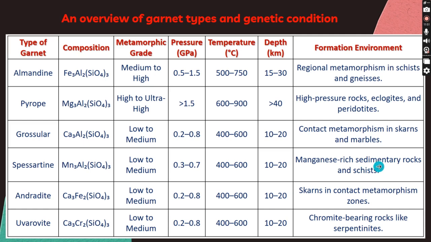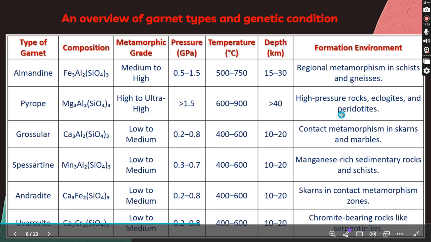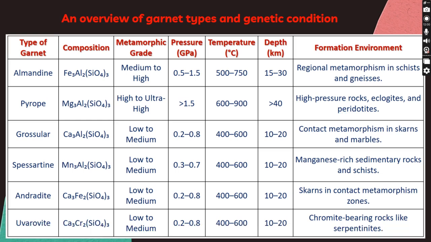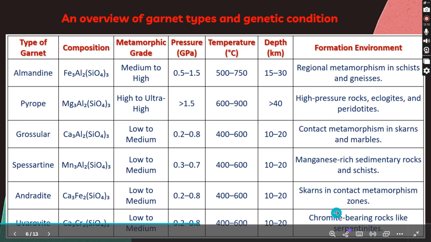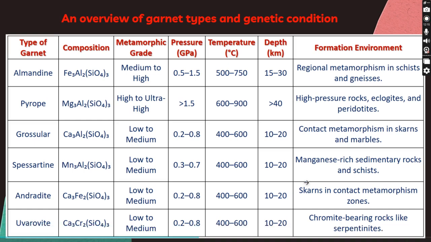So there is no question of getting Mn-rich sedimentary rock which got low-grade metamorphosed. It is not likely. And uvarovite is also not possible to find here because it is found in ultramafic type rocks of low to medium-grade metamorphism, because chromium supply is required. Chromite-bearing rocks like serpentinites are the most usually observed source for uvarovite. So the only two options left are pyrope and almandine.